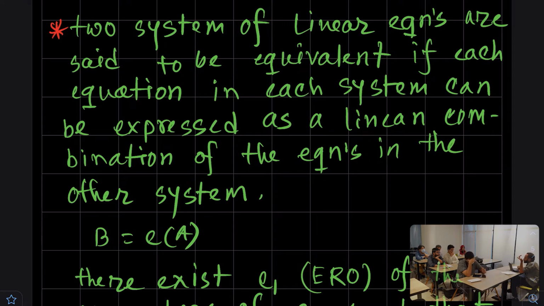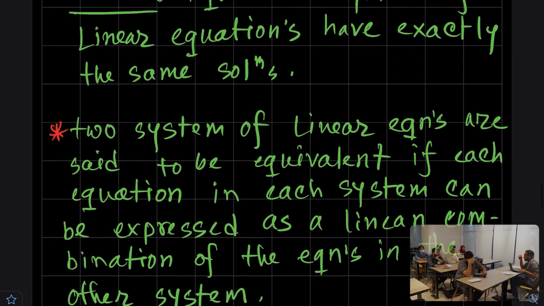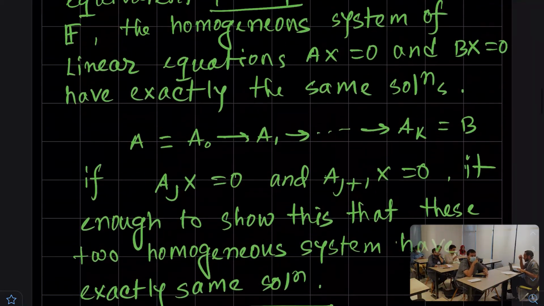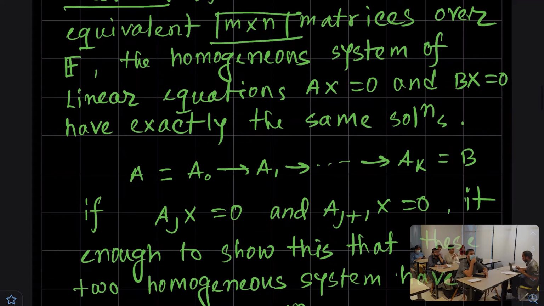Yeah. So we proved it in the previous theorem. Okay. Then, which theorem are we proving here? We are proving that for row equivalent matrices A and B, Ax equals 0 and Bx equals 0 have the same solution.